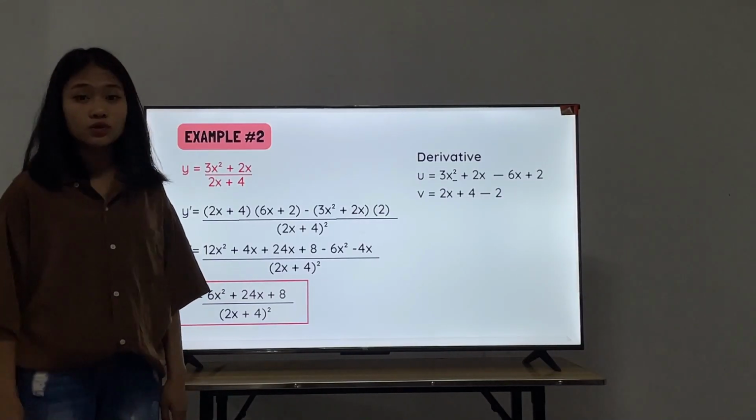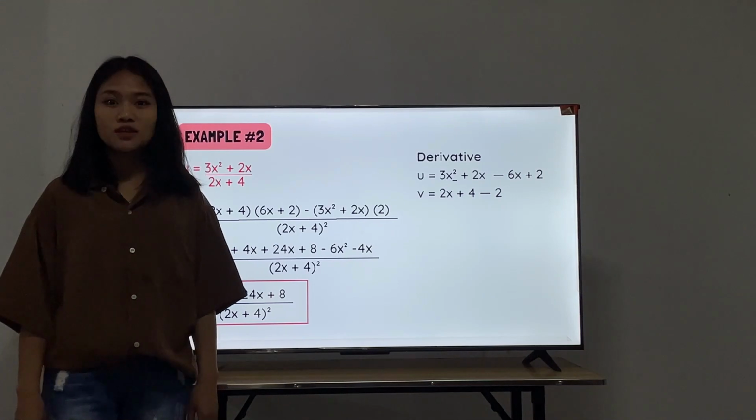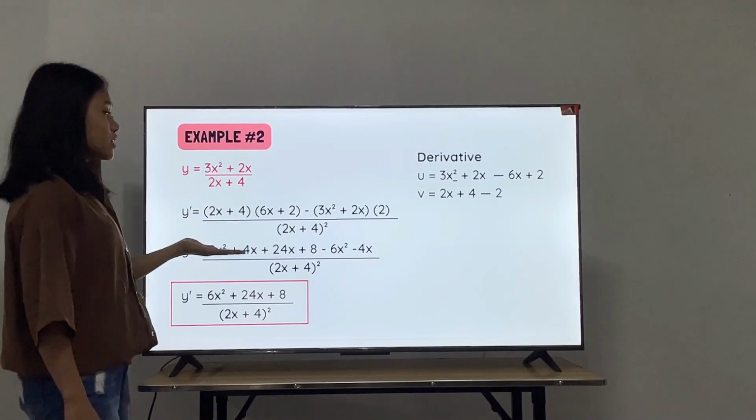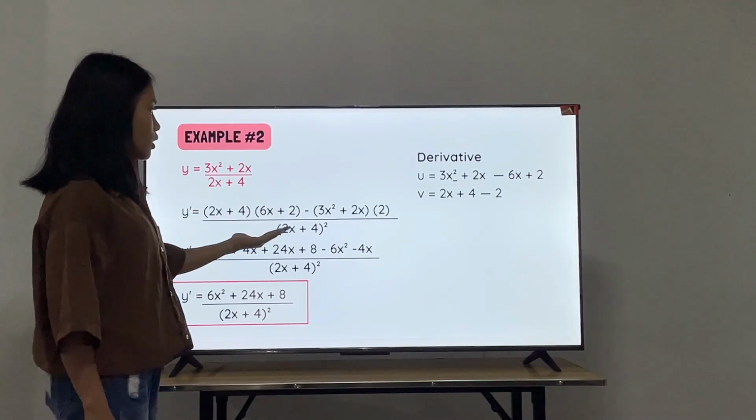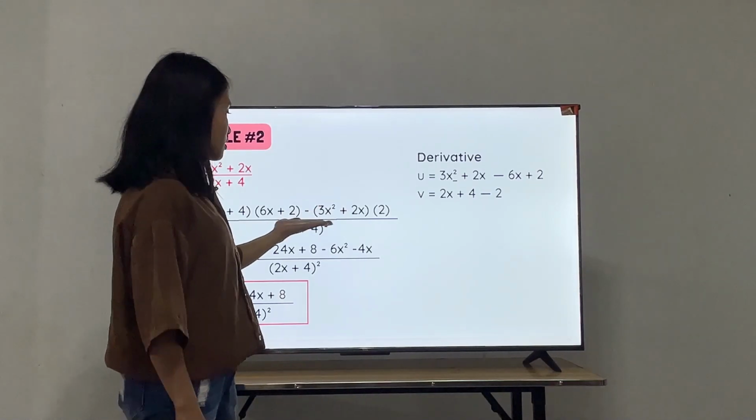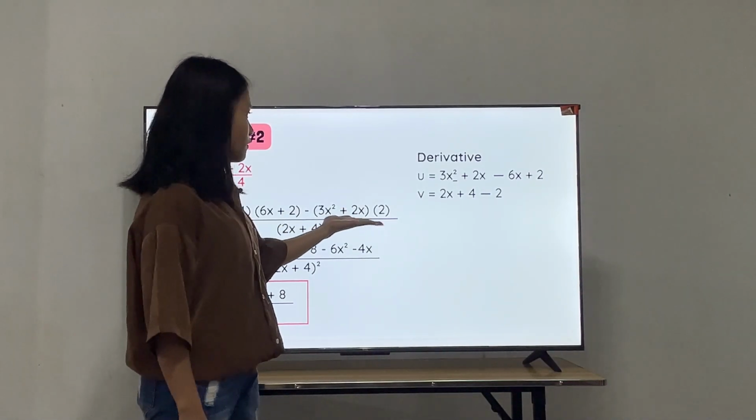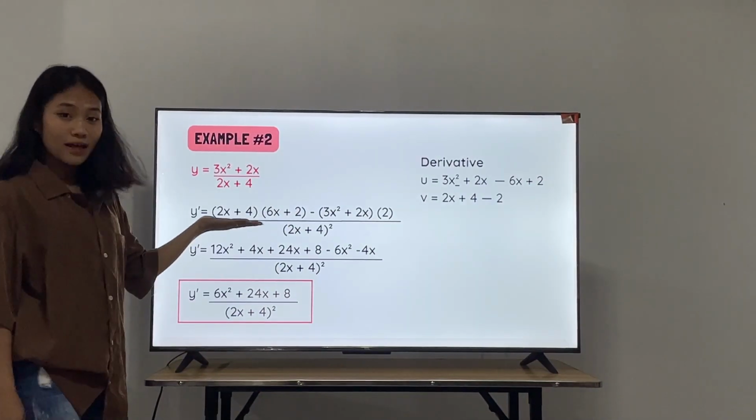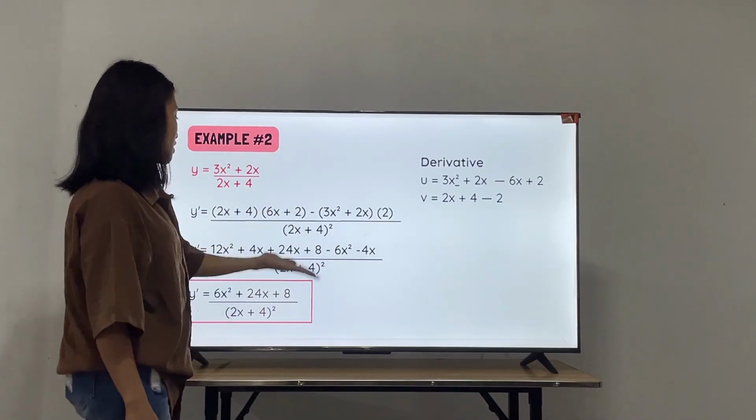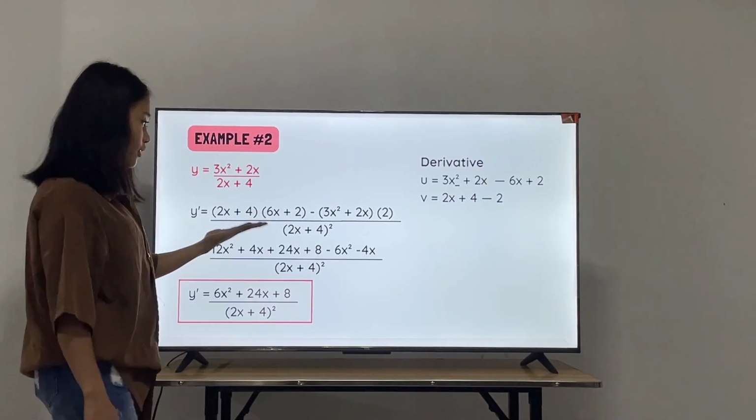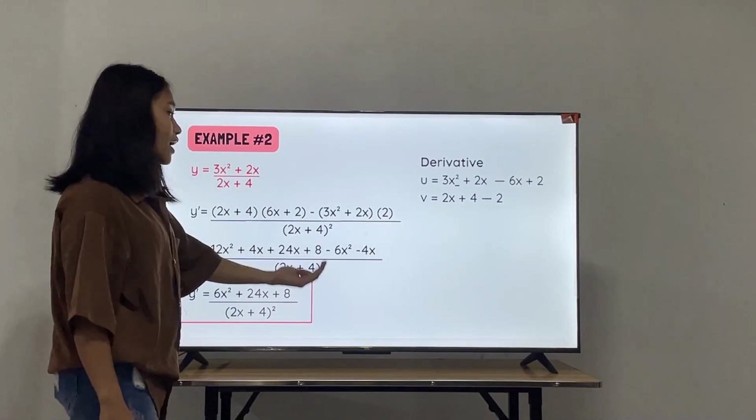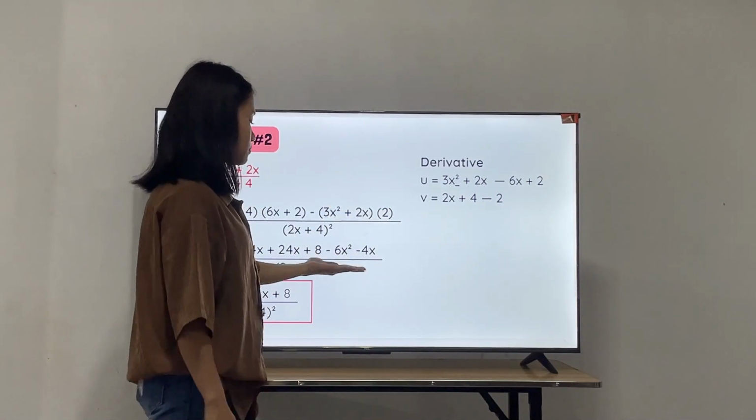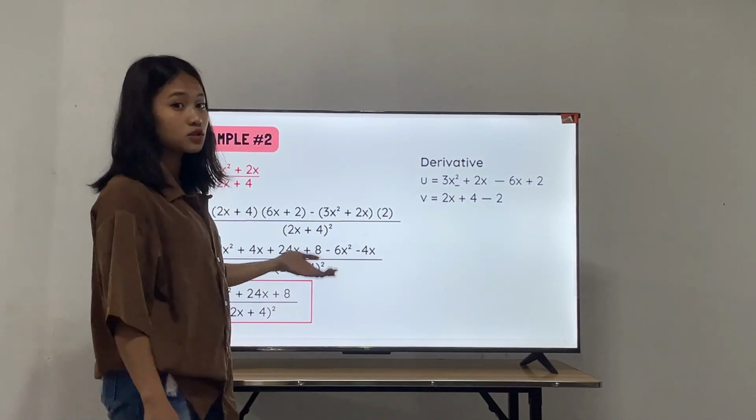So next, we substitute into the formula v du minus u dv all over v squared. So our v is 2x plus 4 times our du, 6x plus 2, minus our u, 3x squared plus 2x, times our dv, 2, all over 2x plus 4 squared. So 2x plus 4 times 6x plus 2 is equal to 12x squared plus 4x plus 24x plus 8. And then 3x squared plus 2x times 2 is equal to 6x squared plus 4x, all over 2x plus 4 squared.